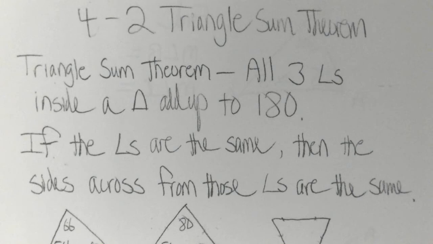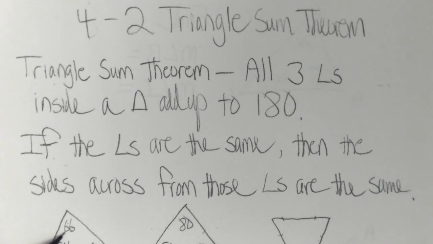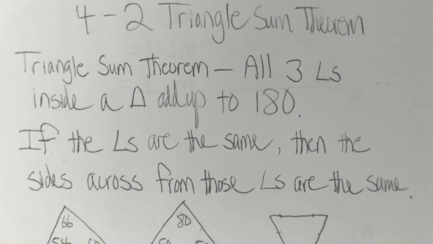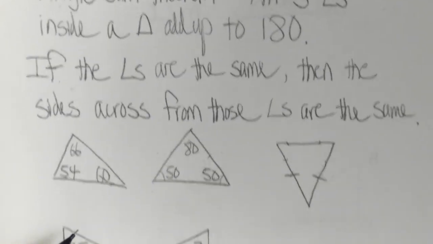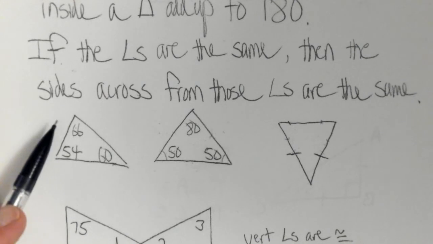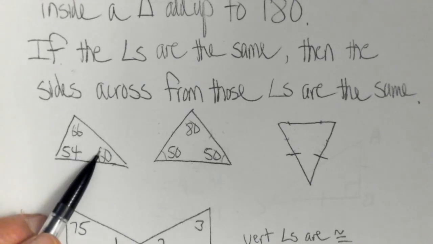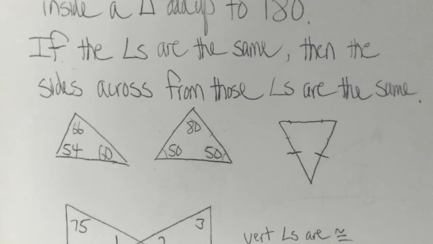It says if the angles are the same, then the sides across from those angles are the same. Okay, so let's illustrate each one of these two theorems. So if I've got a triangle here and the first number is 66 and the second number is 60, and if I didn't know what this angle was, then I could do 180 minus 66 minus 60 and see that this angle is 54. So all three on the inside will add up to 180.